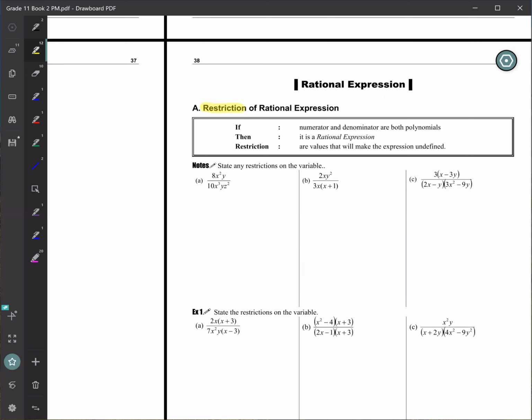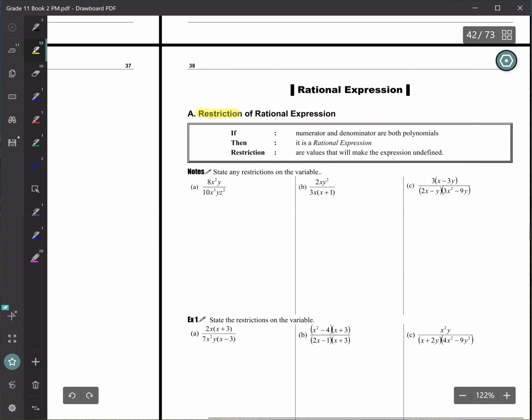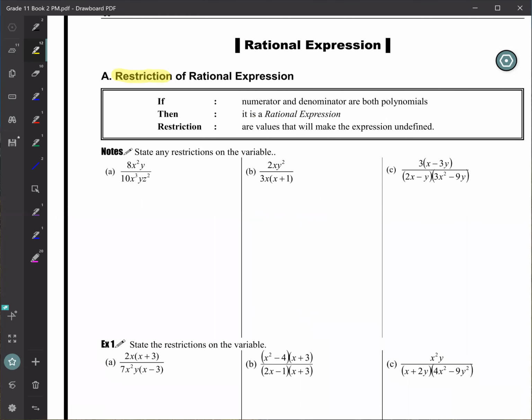Okay, so we are on page 38. We are doing rational expressions first. All right, so we'll continue. So this part, restriction. First, let's understand what a rational expression is. The key word is rational.